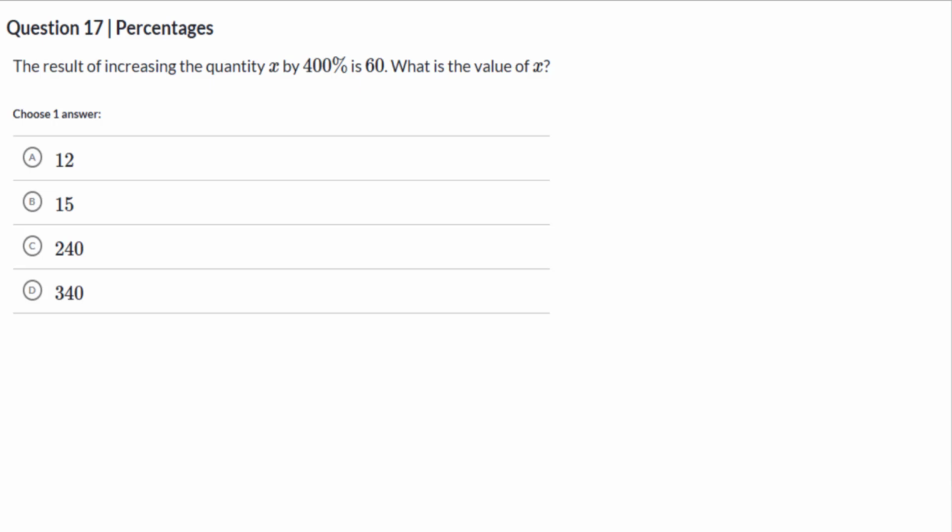Here are the trickiest problems from the SAT Maths section of the official practice test 5. This problem says the result of increasing the quantity x by 400% is 60. What is the value of x?